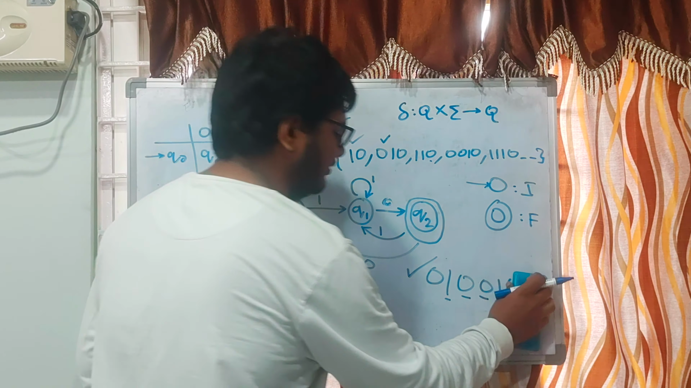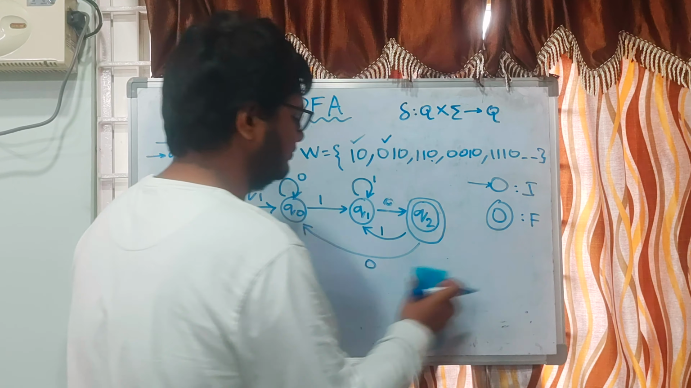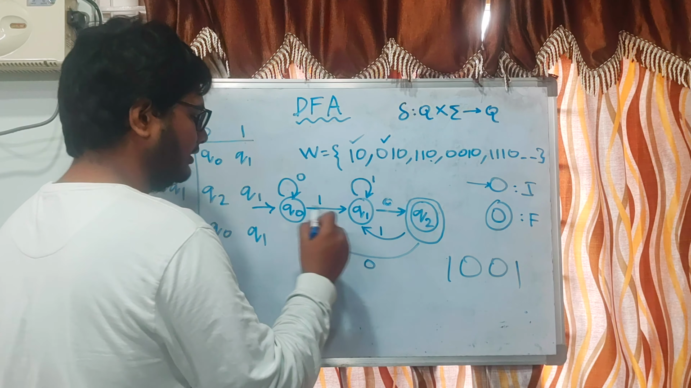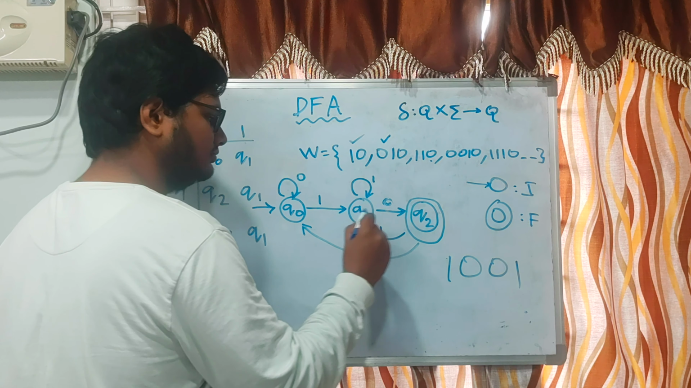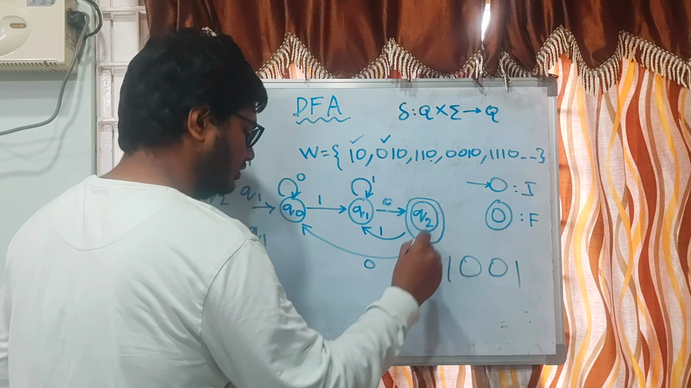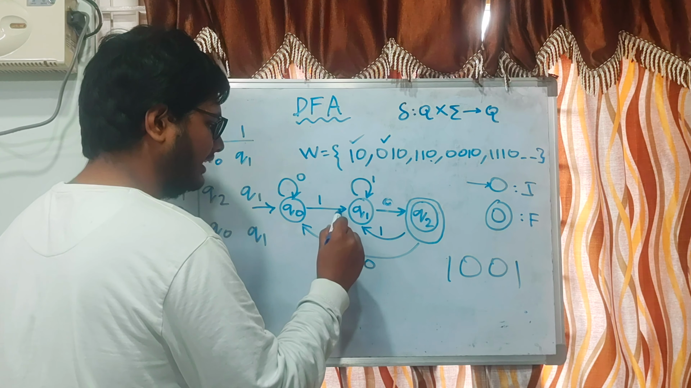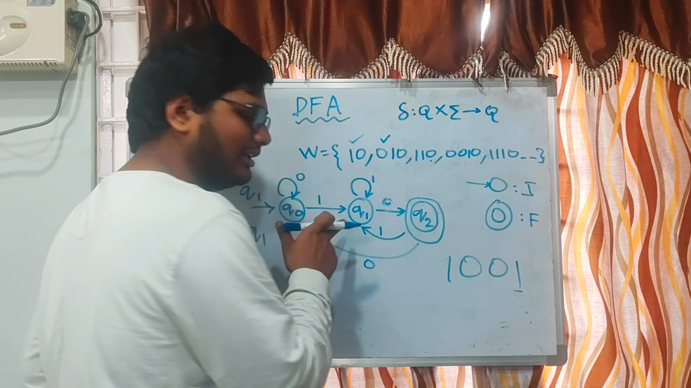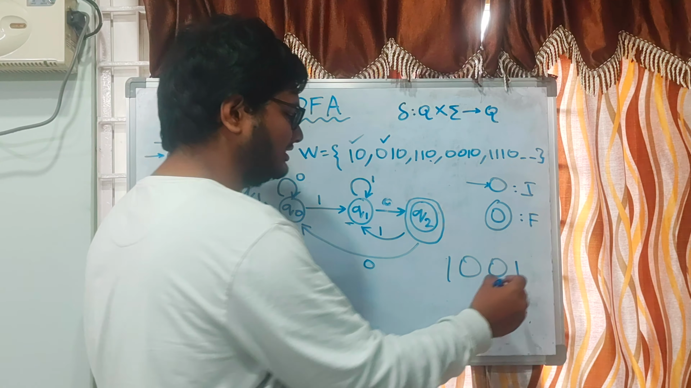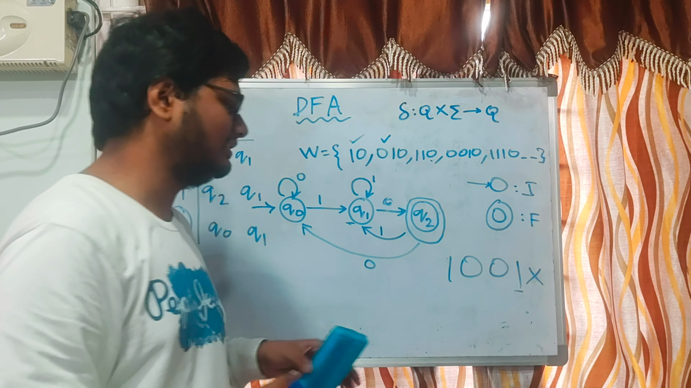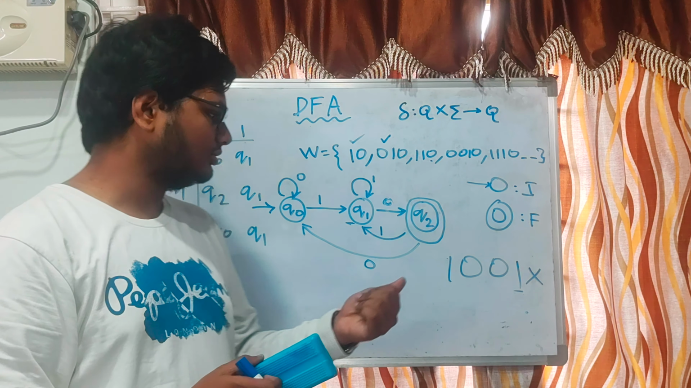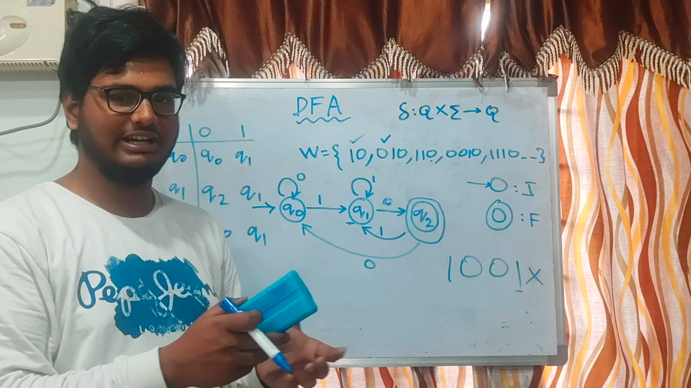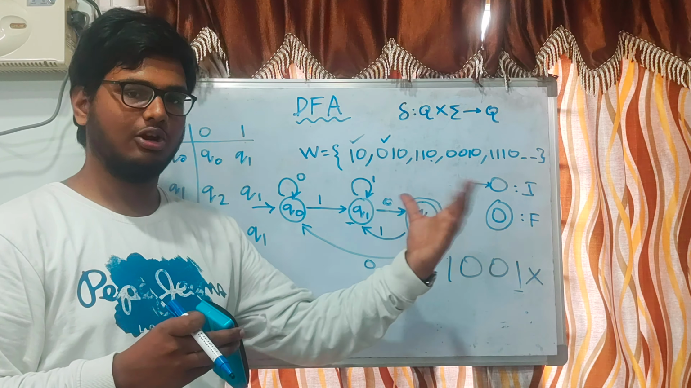Now we'll take an example which doesn't end with 10. Take a random example 1001. Q0 on 1 to Q1, 0 on to Q2, 0 on Q0, and on the final 1, it will go to Q1. Now here Q1 is not the final state, so this string is not accepted by the language where the strings end with 10. So this is the most basic example. If you understand this, we can build upon this and solve complex problems.